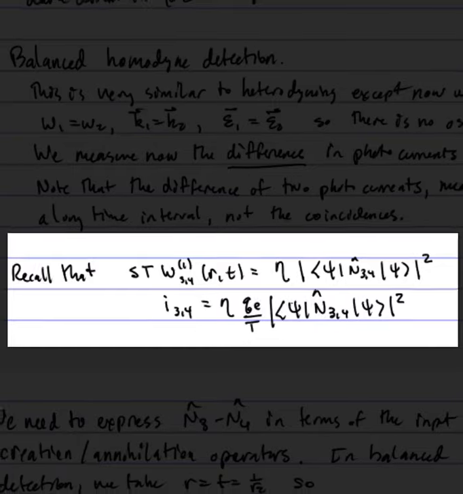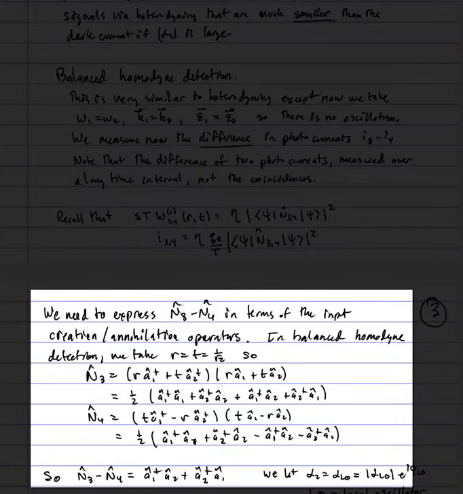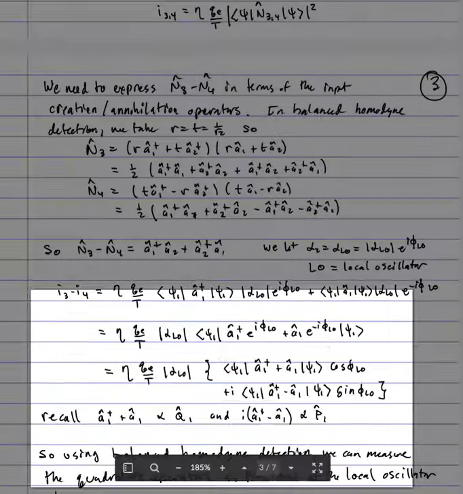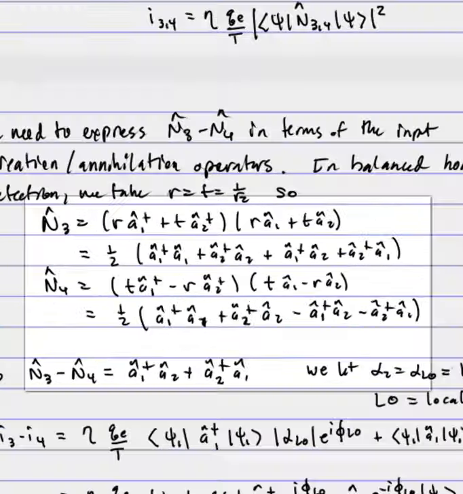And that tells me I3 of 4 is just eta QE divided by T multiplied by the modulus squared of this n operator. So what we need to do, since we're measuring the difference of these two currents, is we need to express N3 minus N4 in terms of those input creation annihilation operators. And in balanced homodyne detection, we always take r equals t equals 1 over the square root of 2. And so that allows us to evaluate these number operators. I'm going to move the page up so that we can focus on evaluating n3 minus n4.